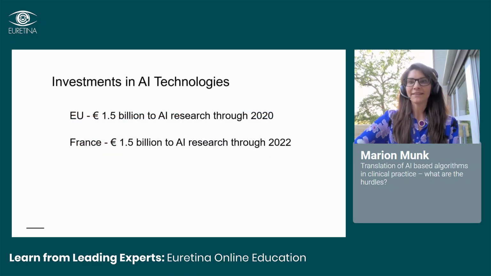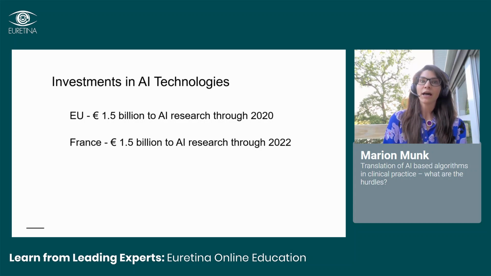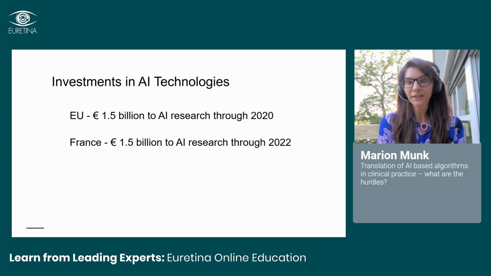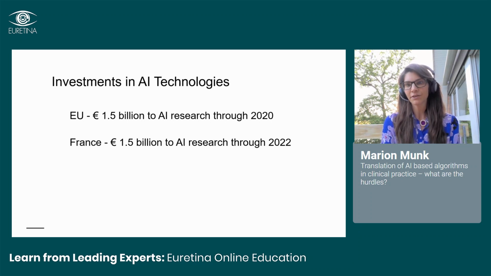Also, on the investment side, when we only look at the European Union, they spent over 1.5 billion on AI research through 2020. France itself also put over 1.5 billion into AI research through 2022. So you see there is a lot of money going into this field, and this enhances and improves the development.